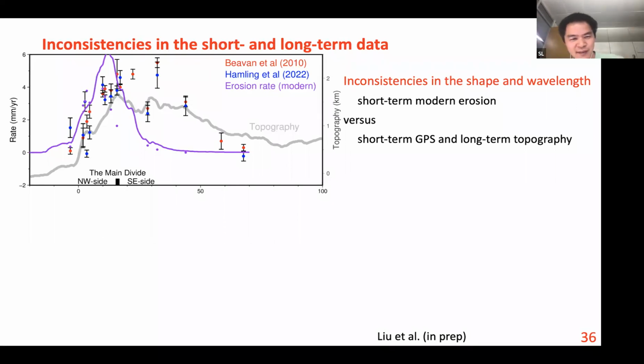For example, let's look at the first figure. We add the erosion rate, the modern erosion rate, as shown by the purple line. We see a bell-shaped pattern with the center shifted towards the northwest of the main divide. But the GPS and the long-term topography show a symmetric pattern with a wider spatial wavelength.